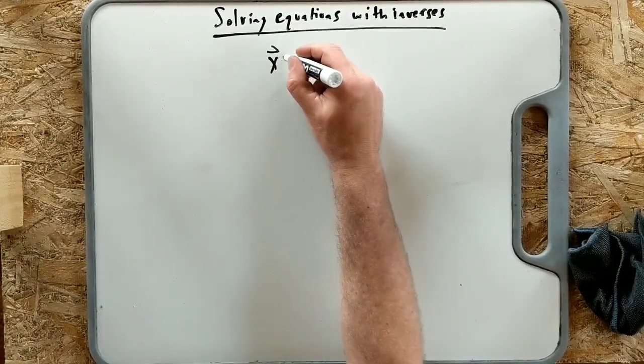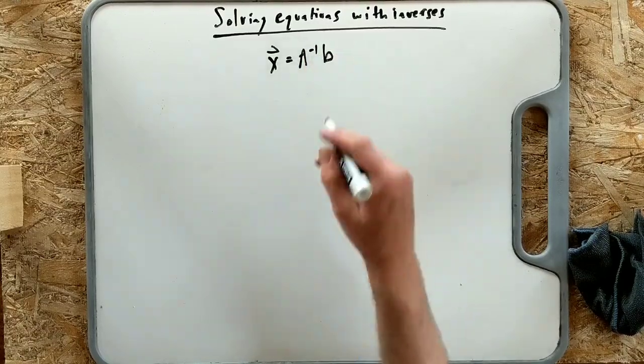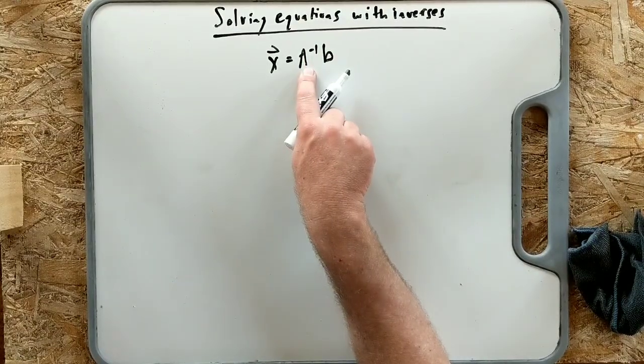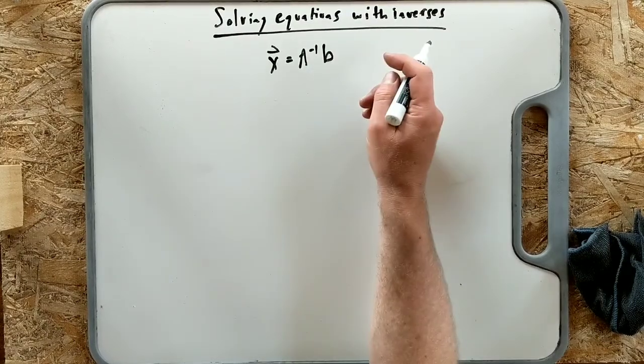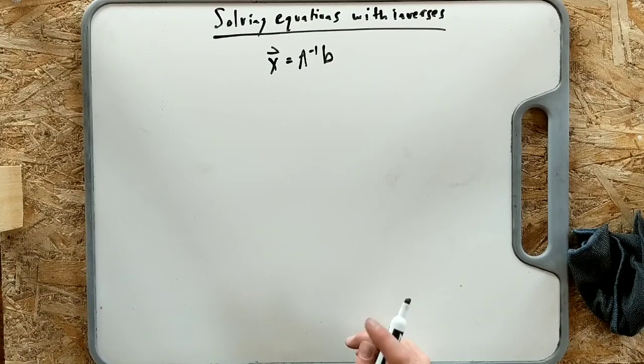X equals A inverse B. It means if I can find the inverse of the matrix in front of my equations and just multiply it by the numbers on the right, I'll get my answer. So let me give you an example of that.